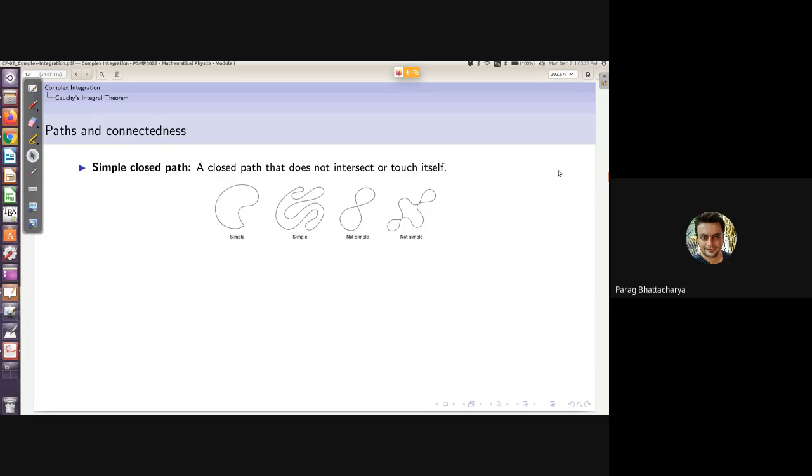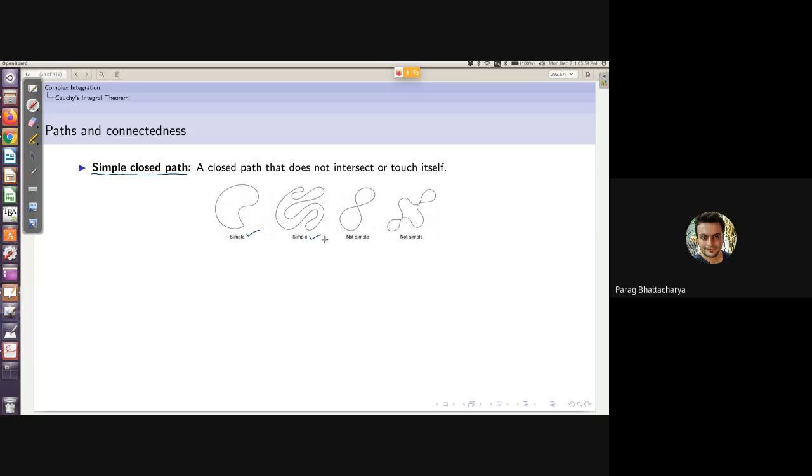and about the connectedness of a domain when you're doing complex integration. We are interested in simple closed paths. Simple closed paths are those paths which do not intersect and which do not touch themselves. So this is an example of a simple closed path. As you can see here, the path does not intersect itself, nor does it touch itself again.